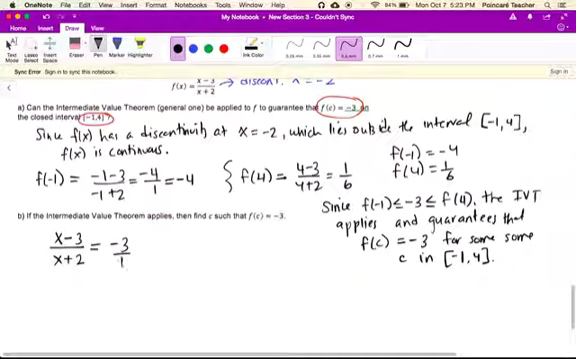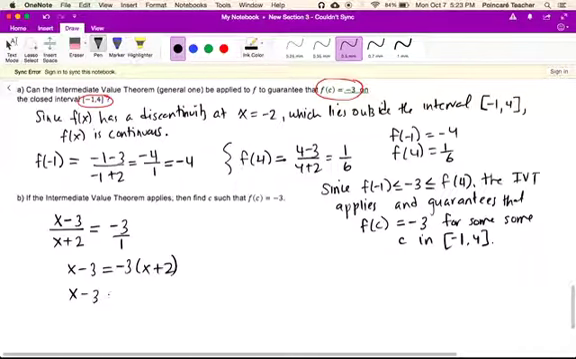So now we just have to take into account how we solve equations. I'm just going to cross multiply here. So we have x minus 3, and then we have -3 times (x plus 2). And so we have x minus 3 equals -3x minus 6. And just solve this equation. So I'm going to add the 3x, so I'm going to get 4x. Add the 3 on both sides, so you'll get 4x equals -3. That implies that x equals -3/4.